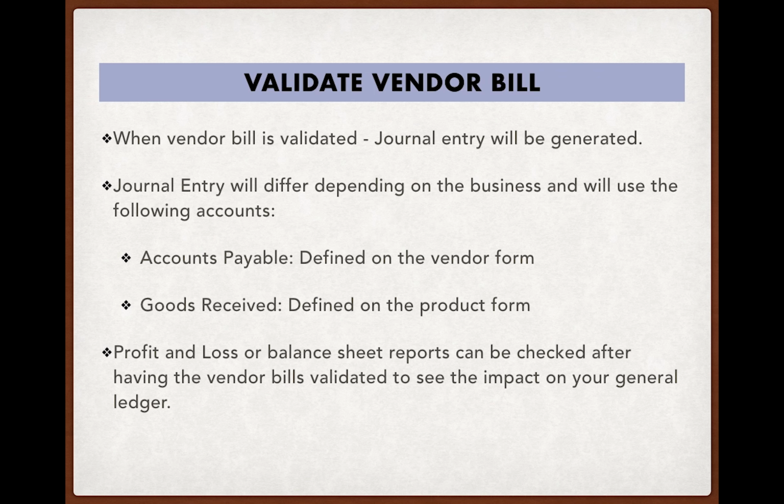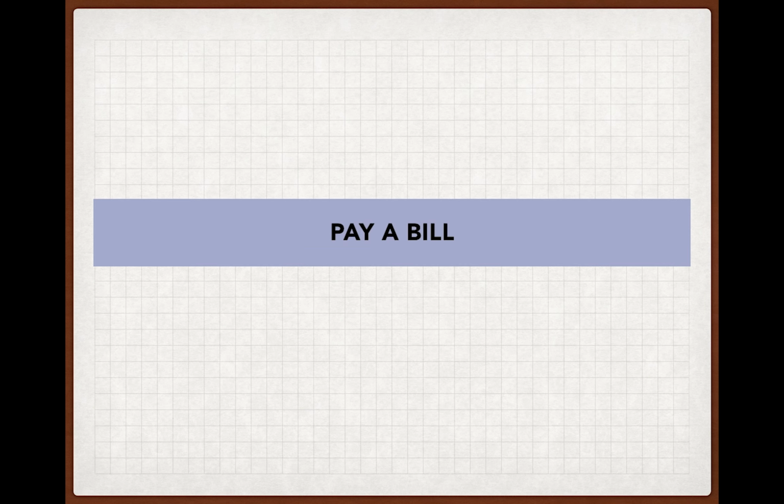Validate the vendor bill. Once the vendor bill is validated, a journal entry will be generated based on the configuration on the invoice. This journal entry may differ depending on the business. For example, the journal entry will use the following accounts: accounts payable, defined on the vendor form; goods received, defined on the product form. You can check your profit and loss or the balance sheet reports after having validated a couple of vendor bills to see the impact on your general ledger.